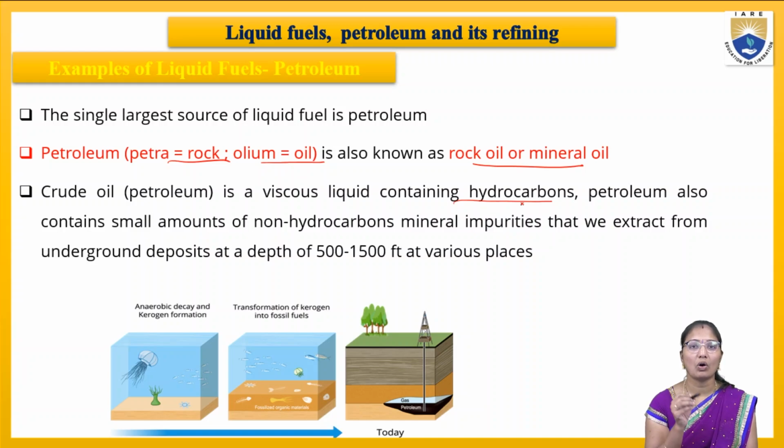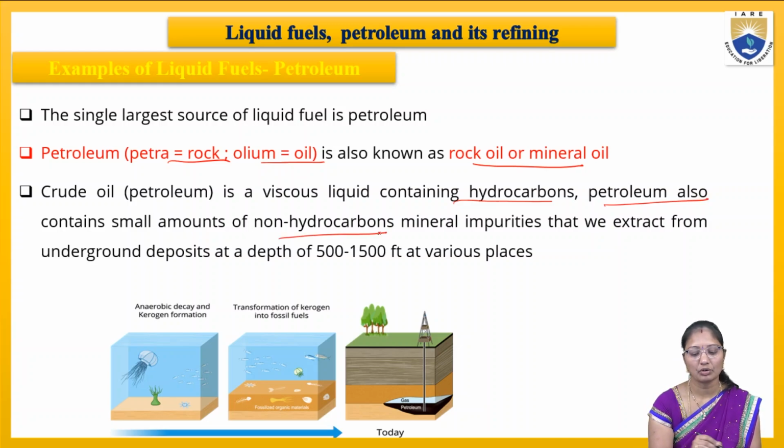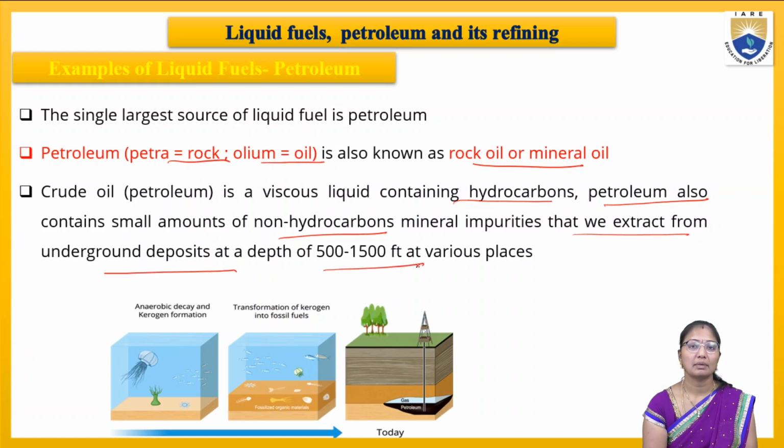As we know, all these energy sources are derived from fossil fuels, and fossil fuels are hydrocarbons. All these fossil fuels are crude oils or liquid gases. They contain only hydrocarbons, so only carbon atoms and hydrogen atoms, with some traces of other elements. The main backbone chain is hydrocarbons. Petroleum also contains small amounts of non-hydrocarbon mineral impurities that we extract from underground deposits at a depth of 500 to 1500 feet at various places.